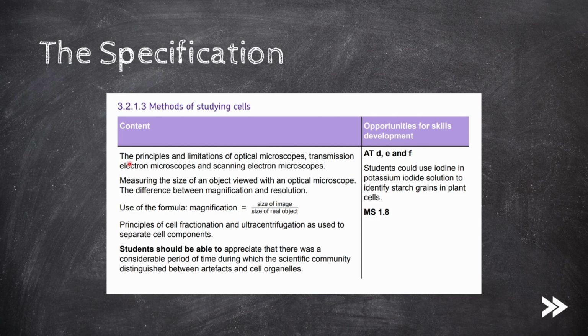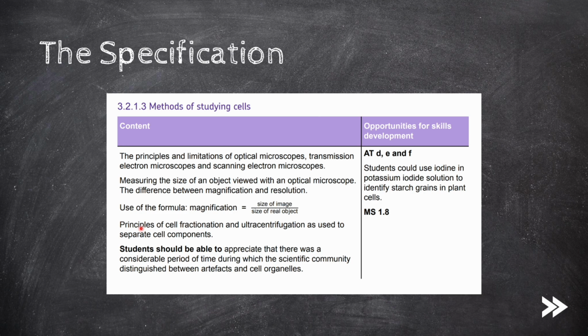We should know about the principles and limitations of optical microscopes, as well as transmission and scanning electron microscopes. We should know how to measure the size of an object viewed with an optical microscope, as well as the difference between magnification and resolution. We should know that magnification equals the size of an image divided by the size of the real object.